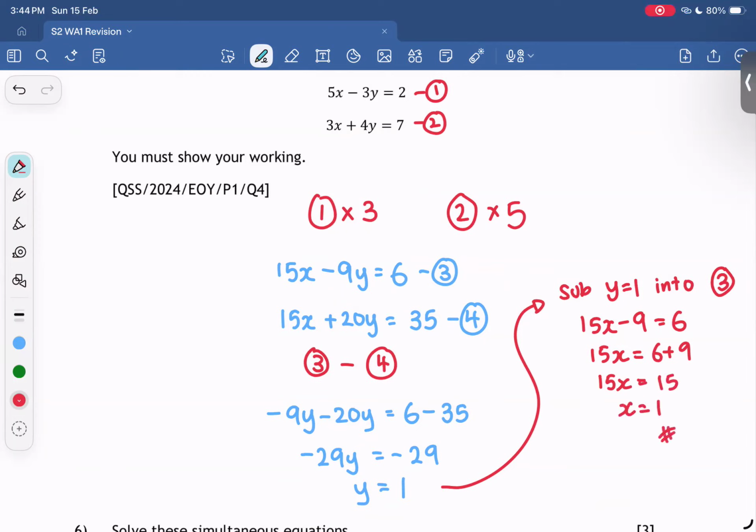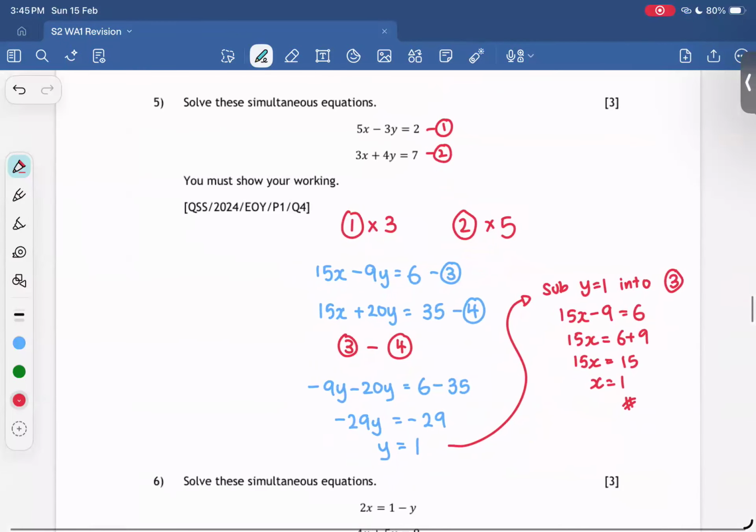There we go. I think if you had doubts about simultaneous equations before this, I hope this has boosted your confidence to be more comfortable with doing simultaneous equations. All right, so that is for question number 5.